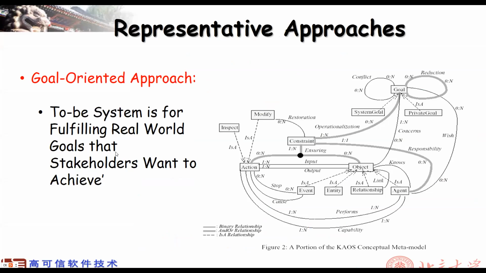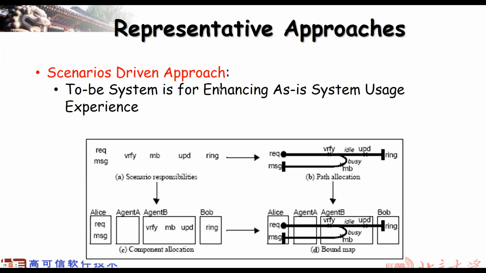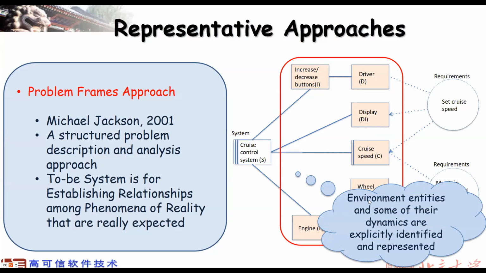Among the representative approaches we have introduced, the goal-oriented approaches use goals for the requirements, and the actor intention approach uses the dependencies among intentional actors as requirements. The scenario-driven approach uses system usage experience. All of these are not suitable. The problem frame approach explicitly models the environment. They explicitly distinguish the environment entities, and some of their dynamics can be explicitly identified and represented.